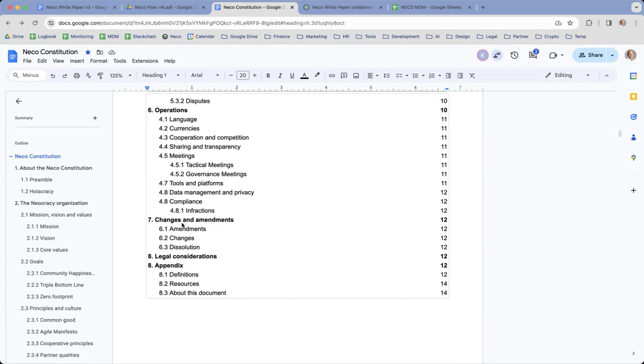And last but not least, but very important, as with every constitution, you have to have processes for making changes, for updating the constitution in the future. So this is where we describe how changes can be made to the constitution. There will be votes. Depending on certain changes, there will be certain requirements for votes, like the majority of people have to agree in order to bring in a change to the constitution.